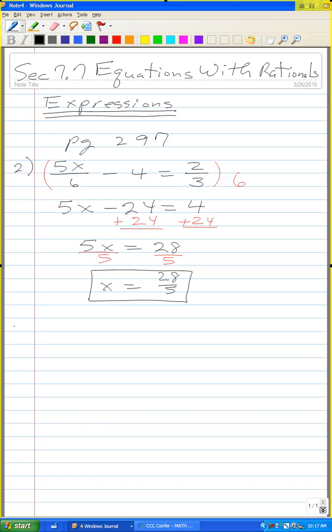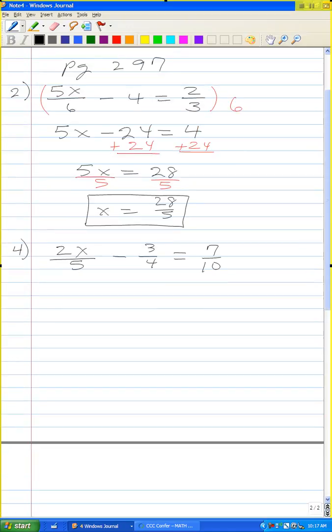Let me do problem number 4: 2x over 5 minus 3 over 4 equals 7 over 10. And so I want to look for a common denominator. In this case, I have 5, 4, 10. So the least common denominator in this particular case is 20. Let me multiply both sides of my equation by 20.